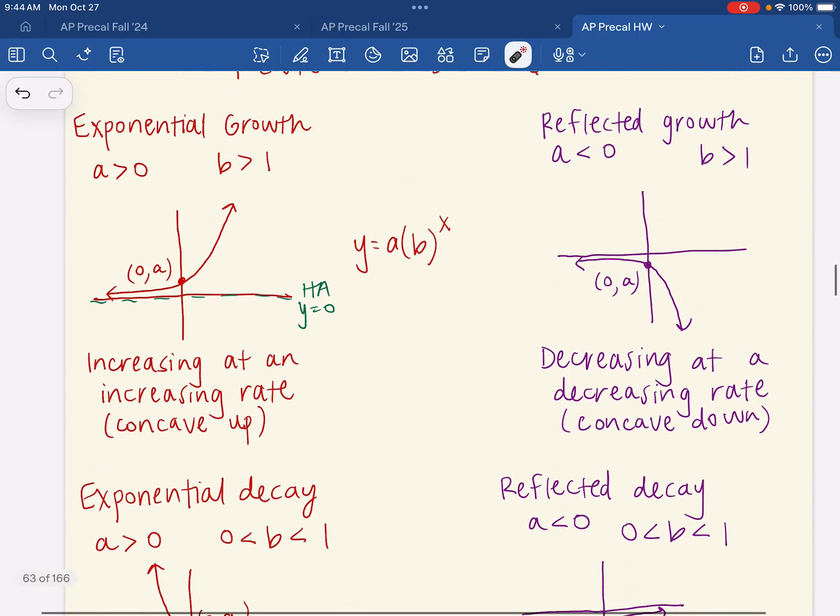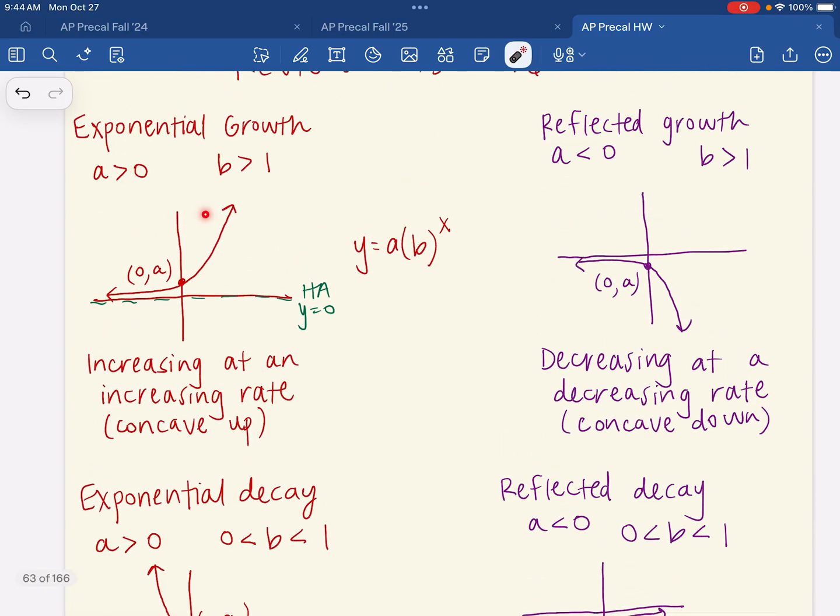So I would suggest knowing exponential growth and decay. If you know these two, you don't have to memorize everything, but know what happens. If your a value is negative, that's going to make a reflected graph. And you can actually know a lot about the function just by the two numbers in its equation.